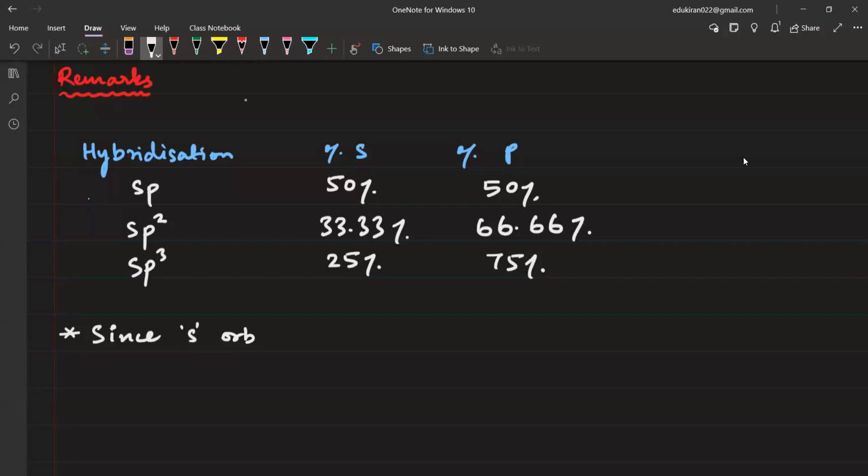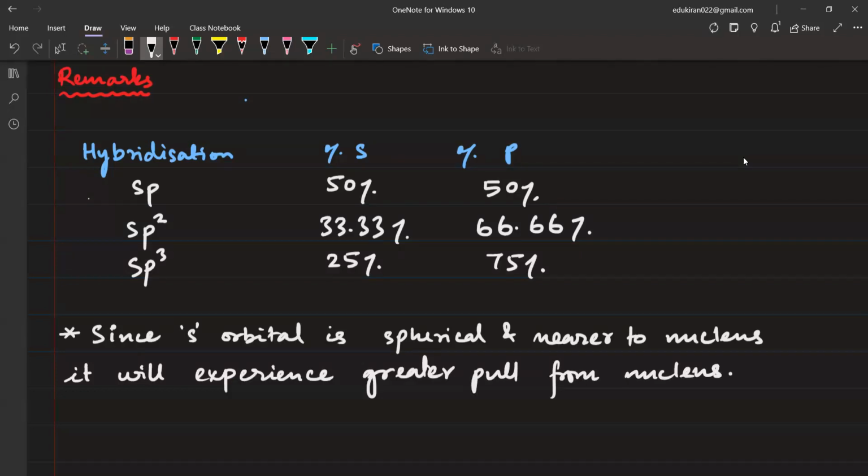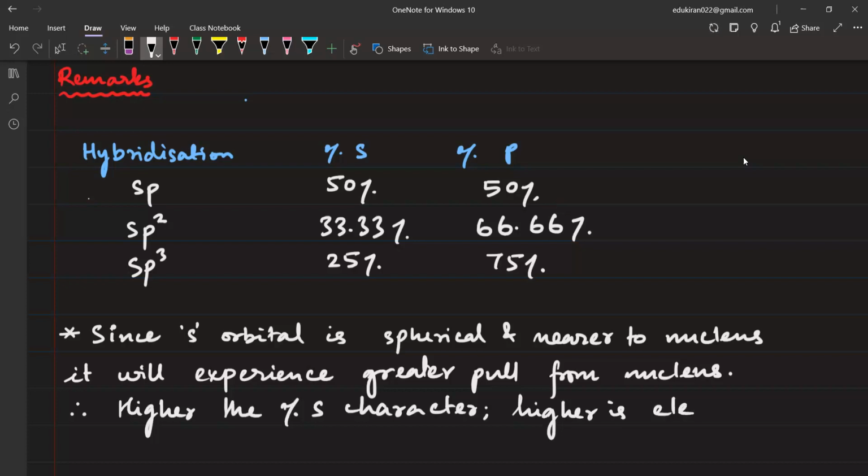Since s orbital is spherical and nearer to nucleus, it will experience greater pull from nucleus. It will experience greater pull from nucleus. That is why, therefore, higher the percentage s character, higher is electronegativity.